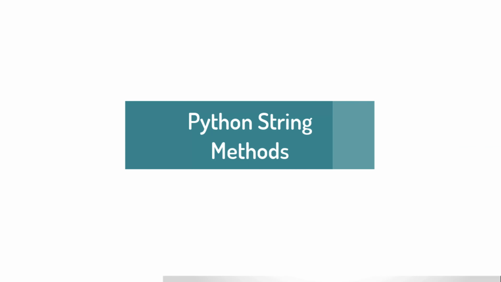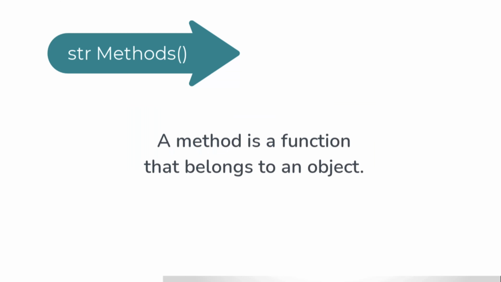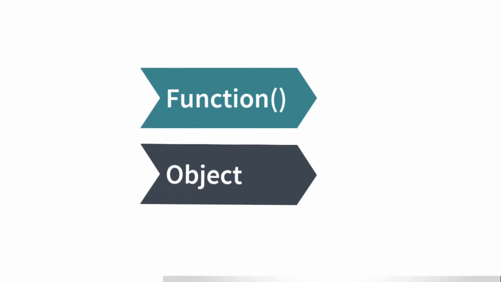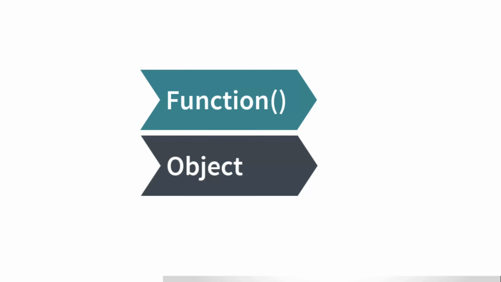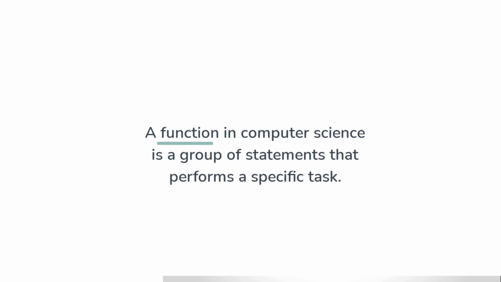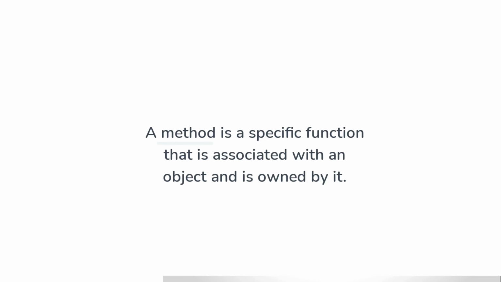In this lesson, we'll talk about various string methods. A method is a function that belongs to an object. Here we can see two new terms, function and object. A function in computer science is a group of statements that perform specific tasks. A method is a specific function that is associated with an object and is owned by it.